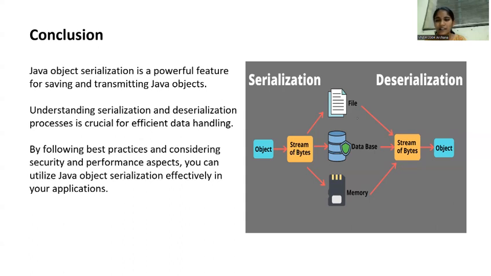And at the end, I want to conclude the topic with simple definitions. Serialization means we convert Java objects into byte streams. Deserialization means we convert a byte stream into an object. The whole process is done, and the byte stream is stored in the form of files, database, and memory. The byte stream will be retrieved also, and it is deserialized later and converted into objects. So this is the whole concept of serialization of objects.